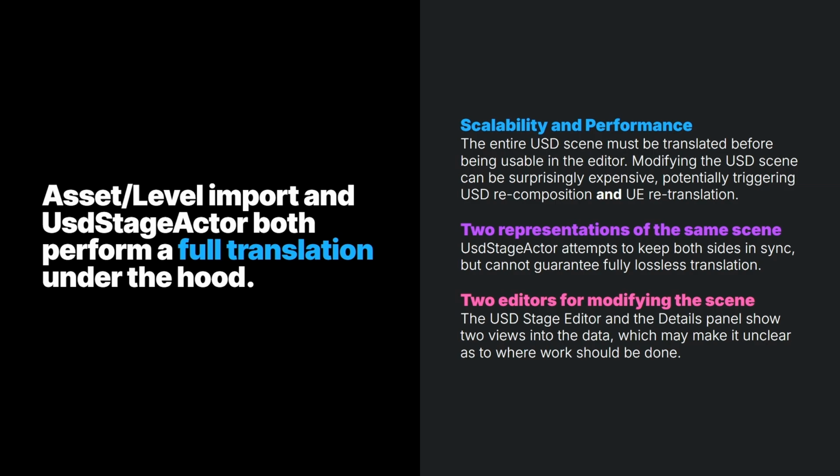So opening a stage requires a full import, and the entire scene has to be translated before it's usable in the editor. Modifying the USD scene may trigger not only recomposition on the USD side, but potentially also retranslation on the UE side. So this is why we generally advise against doing assembly in the context of a USD stage actor. That might be where you have USD that you're incrementally building up, for example, using the Python API. Instead, we'd suggest that you assemble the scene in USD, then load that stage into the stage editor.